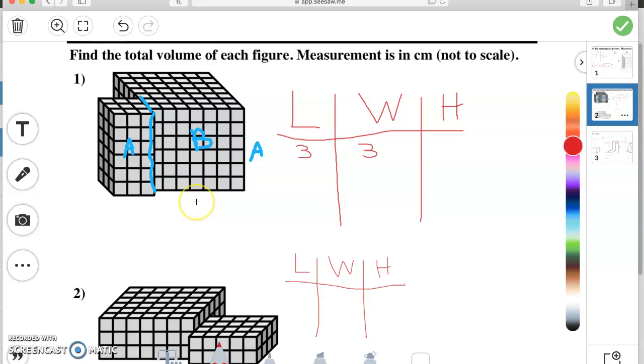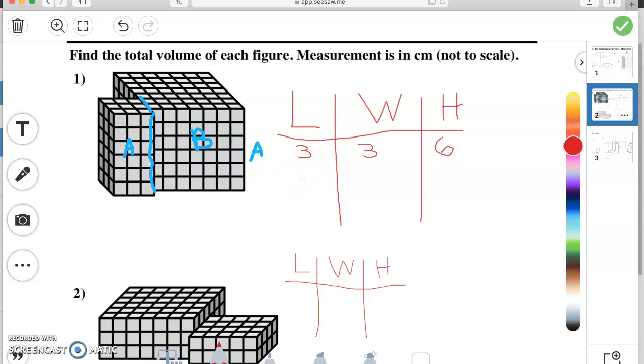My height is going to be how tall is that rectangular prism. Tall is always going up and down for height. I'm going to count those boxes. 1, 2, 3, 4, 5, 6. All right, to solve my problem, I'm just going to go ahead and multiply length times width times height to get that volume of A.